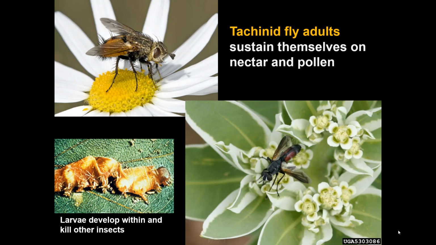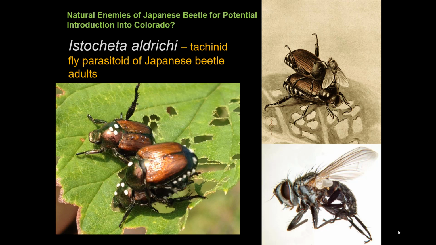And as an example of why this is important, for those of you in the part of the state that have Japanese beetle, we're trying to introduce a couple of things that will attack the Japanese beetle, and one of them happens to be a tachinid fly. It lays its eggs on the adult Japanese beetle, and the eggs hatch, and then the young stage of that goes in and kills the Japanese beetle.